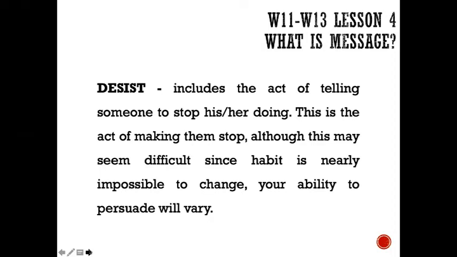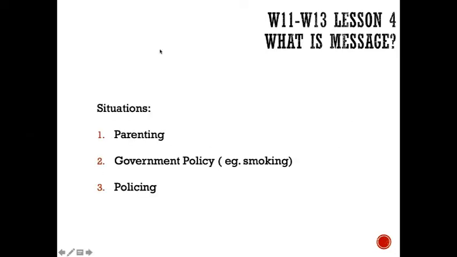So your do situation will ask someone to do something, whereas your don't situation will ask you to stop doing something. Okay? So where do we usually see these types of don't situation? First is your parenting. Parenting is a very good example of your don't situation.